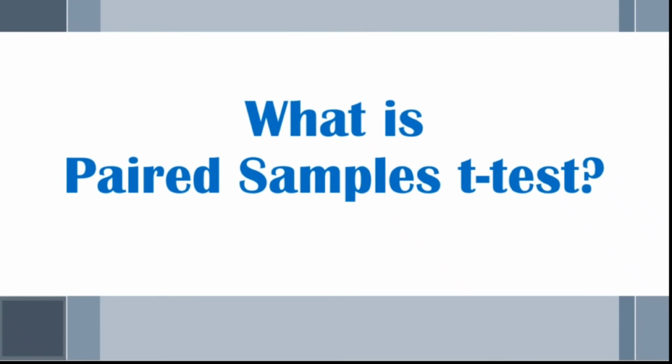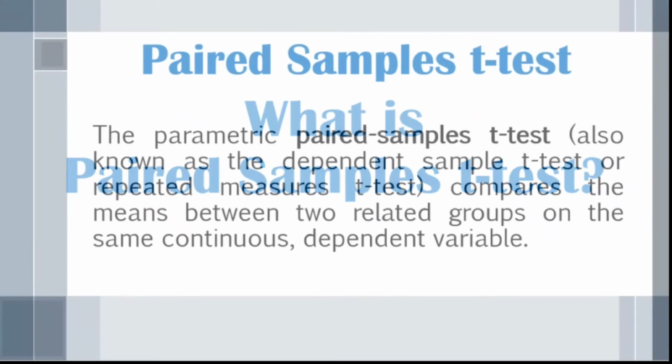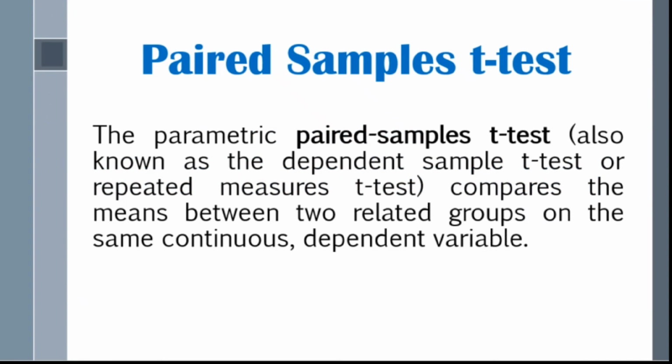What is paired samples t-test? The parametric paired samples t-test, also known as the dependent samples t-test or repeated measures t-test, compares the means between two related groups on the same continuous dependent variable.